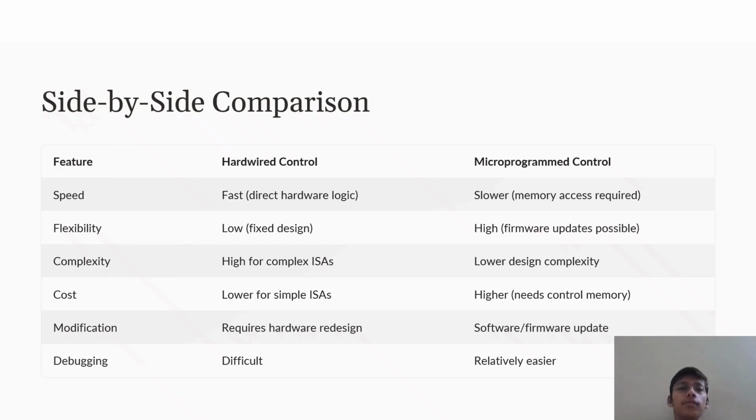Cost is higher in microprogram control because it needs control memory, and hardware control cost is lower compared to microprogram control. Modification requires hardware redesign in hardware control, and a software or firmware update in microprogram control. Debugging is difficult in hardware control and relatively easier in microprogram control.